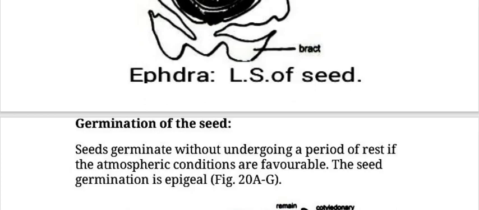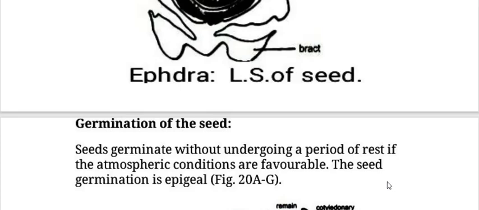When the seeds are mature and come out from the strobilus, they germinate without undergoing any period of rest, means they do not go under dormancy or become inactive for some period. As they fall on the ground without any period of rest, they start to germinate if the environmental conditions are favorable for their growth.